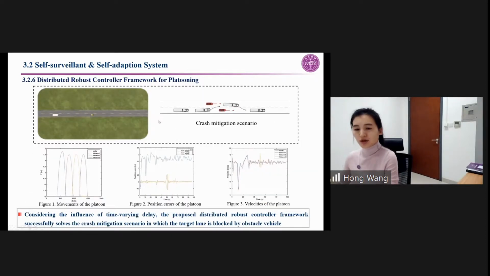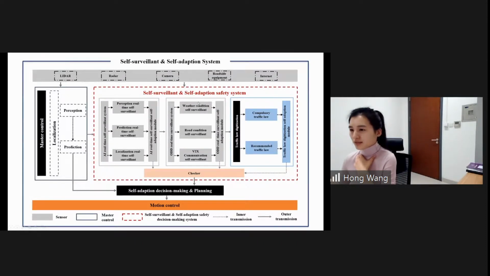Also, considering the influence of time-varying delay, we proposed a distributed robust controller which combines the longitudinal and the lateral control together and successfully solved the crash mitigation scenario in which the target lane is blocked by an obstacle vehicle. This is one application of this distributed robust controller framework for platooning. This shows the movement of the platoon, the position errors, and also the velocity of the platoon. Through this research, we developed the whole system of the self-surveillance and self-adaptation system.